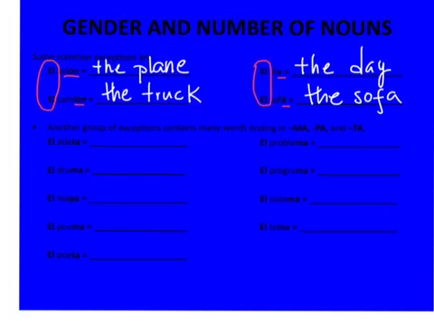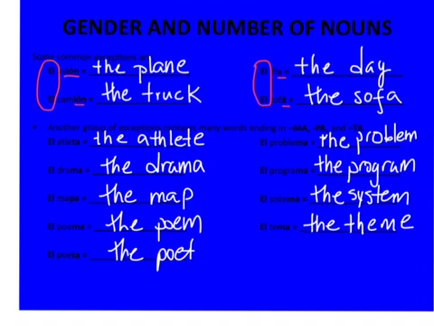The last group of exceptions are words ending in ma, pa, and ta. Notice how all these words should be feminine because they end in a, but they're not. All these articles are masculine. El, el, el. Okay? So, most words that end in ma, pa, and ta will be masculine.